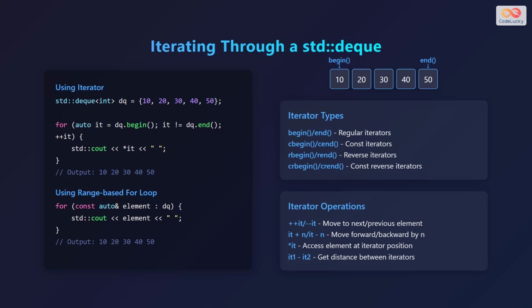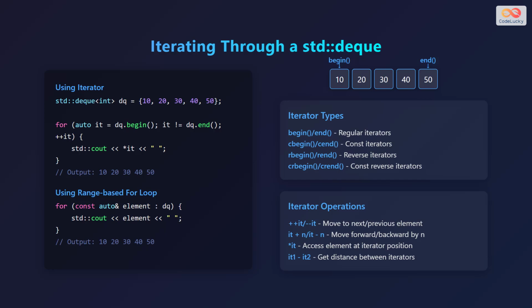Let's explore different ways to iterate through a standard Deque. Here's how to iterate using iterators. First, create a Deque with elements 10, 20, 30, 40, and 50. Use a for loop with an iterator starting at deque.begin, continuing until it reaches deque.end. Increment the iterator using ++it. Then use std::cout to print the value pointed to by the iterator. Here's how to iterate using a range-based for loop. Use a for loop with const auto& element : deque. Then use std::cout to print each element.